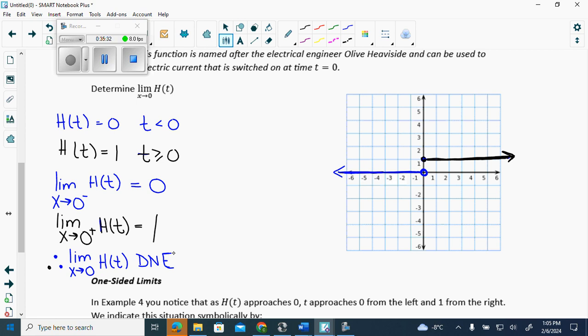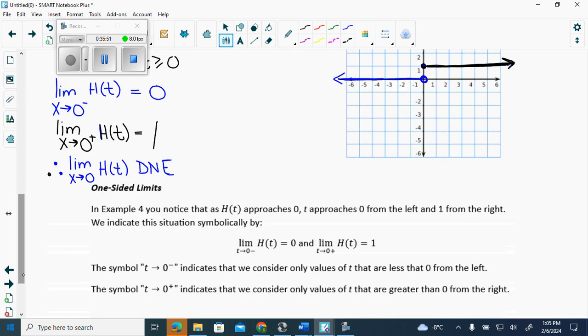Okay, so we can have a left-handed limit at one value, a right-handed limit at another value, but if they do not match, the limit doesn't exist. Does that make sense? Because the limit is saying that from both sides we come to the same thing. And we don't in this one. We come here and we come here. Right? So that limit doesn't exist. The left and rights do.